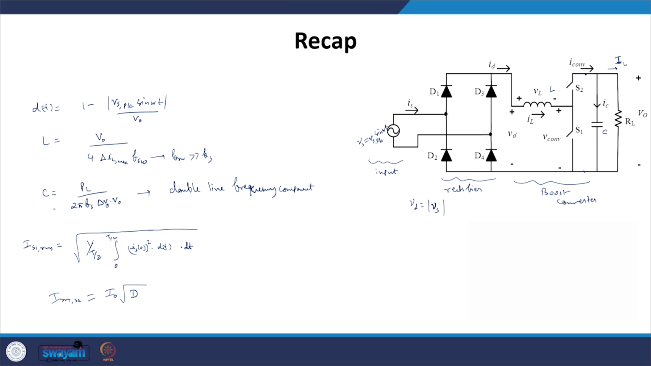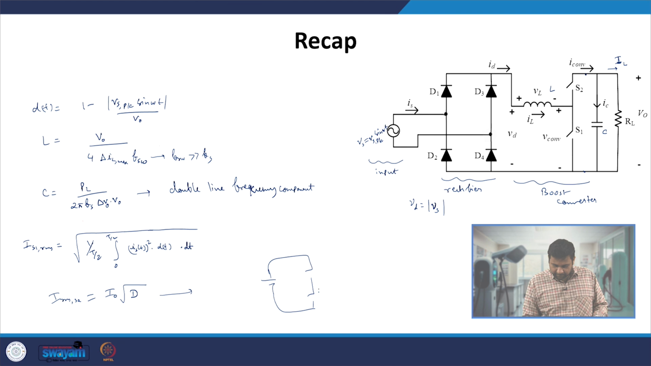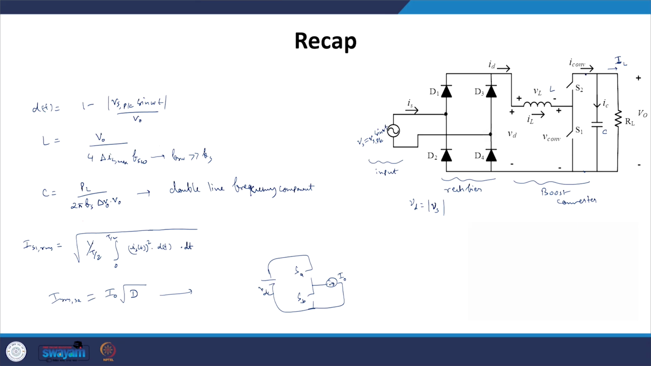And then, after understanding the values of L and C, we started looking at different ratings of the switches, because one also has to select the appropriate switches. For that we are defining the RMS current which will be flowing through the switches, and we have seen the RMS current flowing through the switches in a very generalized converter case, which has a half bridge with a constant current I naught coming out of that half bridge.